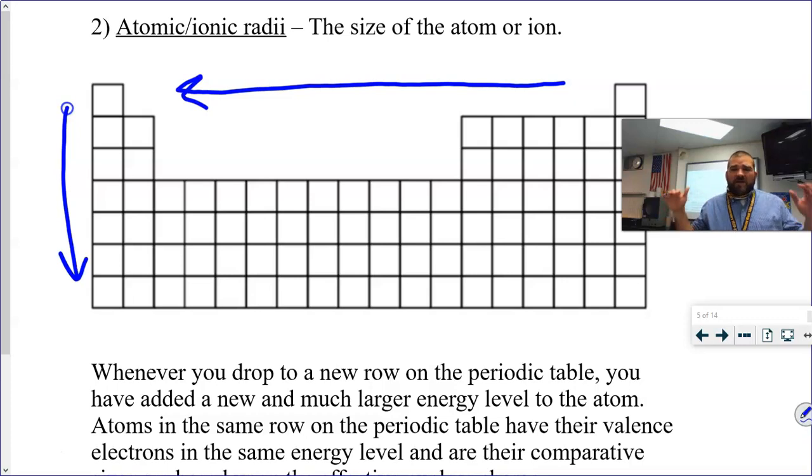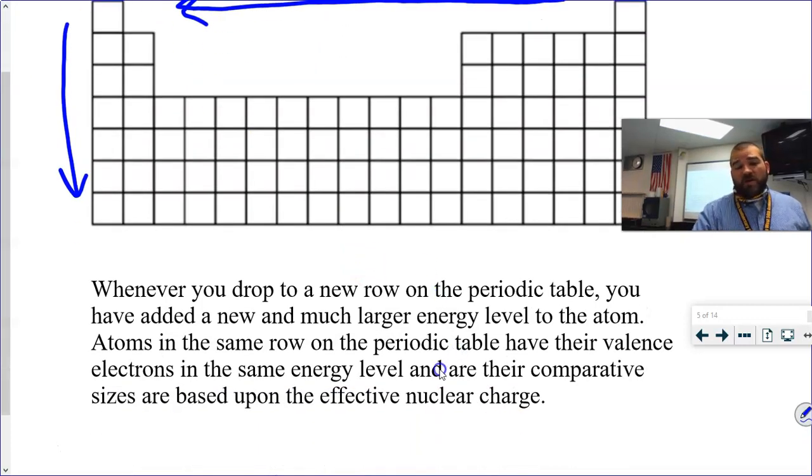Again, the key takeaway is that they start at almost the same size because they have the same types of orbitals and they're in the same energy level. But those extra protons, as I go across the row, keep drawing those outer electrons in tighter to make the actual atom smaller. So I kind of recap that here. Whenever you drop to a new row on the periodic table, you have added a new and much larger energy level to that atom. Atoms in the same row have their valence electrons in the same energy level and are comparative in size. And again, you can use the effective nuclear charge or the number of protons to figure out that as you add an extra proton across a row, they get smaller.